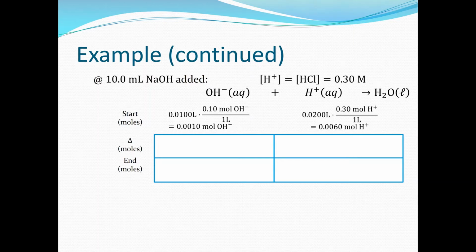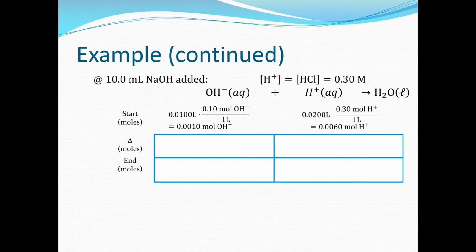Okay, I'm going to do the same thing over here for my hydrochloric acid. I've started with 20 milliliters of the hydrochloric acid solution. I know its concentration. So I know I've got 0.30 moles of H+ for every 1 liter of that solution, which tells me I have 0.0060 moles of the H+.